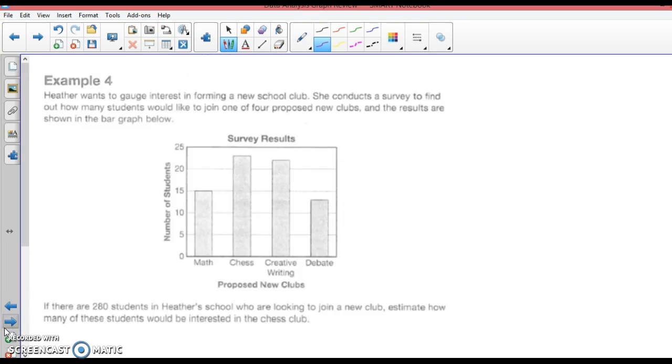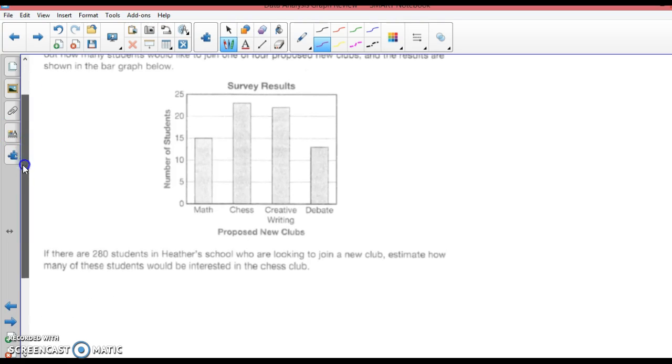All right. Here we go. Heather wants to gauge interest in forming a new school club. She conducts a survey to find out how many students would like to join one of 4 proposed new clubs, and the results are shown in the bar graph. If there are 280 students in Heather's school who are looking to join a new club, estimate how many of these students would be interested in chess club.